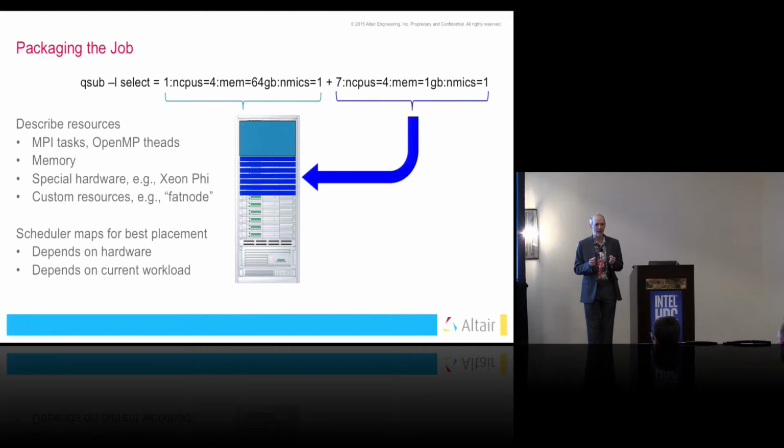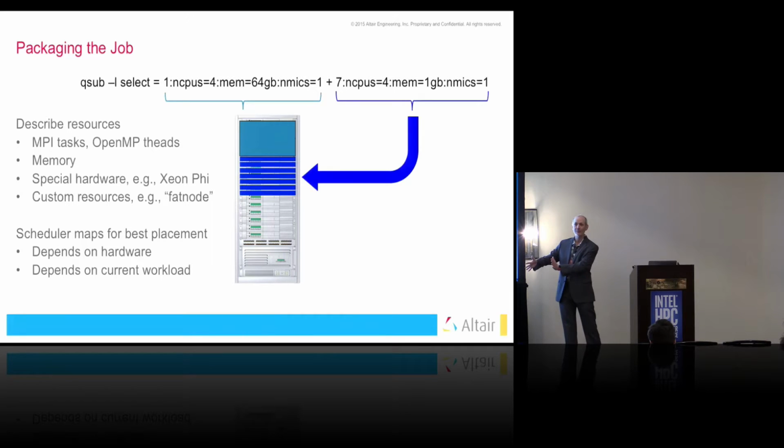So resources, in the simplest form, are CPUs and memory, but they can actually be very complicated. So you can describe an arbitrary hybrid MPI, OpenMP application with different amounts of memory for different things. And the magic is the workload manager is going to go out and find the best place to run that, to run it as fast as possible, given the hardware that you happen to have available, given what's actually being used right now.